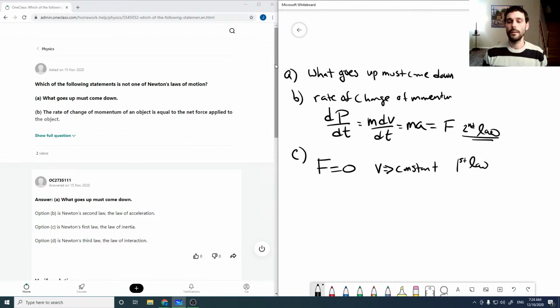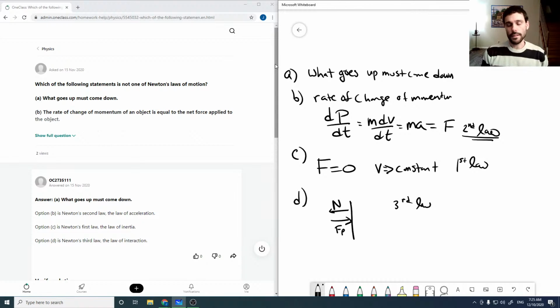And D is for any force, there is an equal and opposite force. So that would be, if you push on a wall, right, then you get a normal force from the wall. So for each force, there's an equal and opposite reaction force, and that would be Newton's third law.